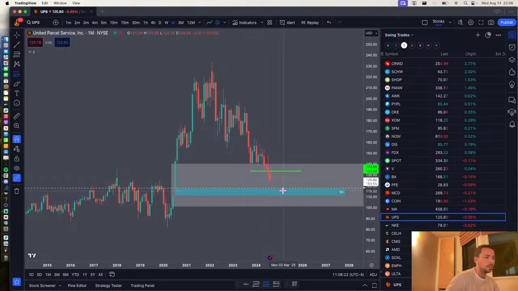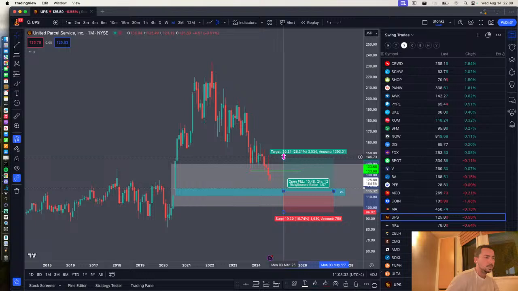Right, so let's say we add somewhere in this volume imbalance. Stop, let's just say, would be, I don't know, right here. Take profit would be, I mean, at minimum, this internal high. So that's almost a 3-to-1 trade.